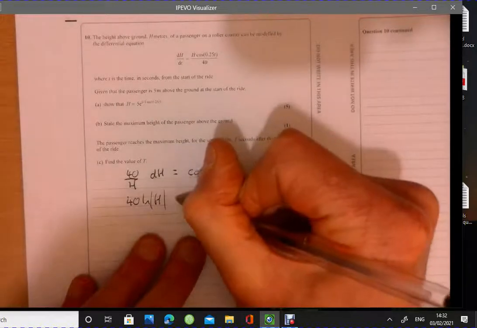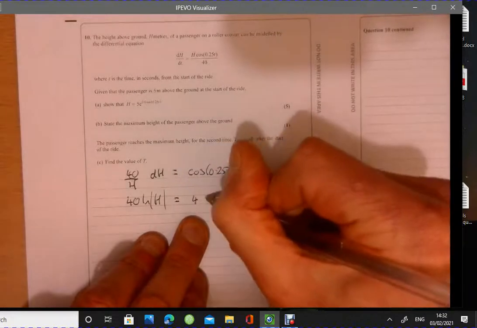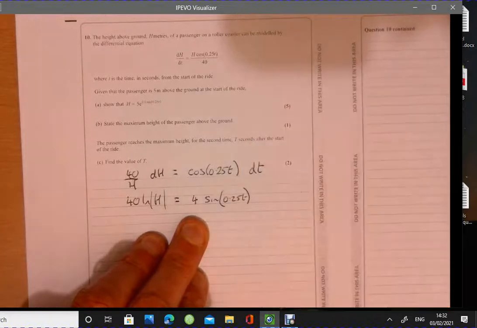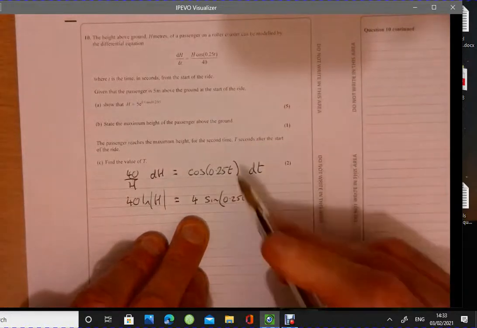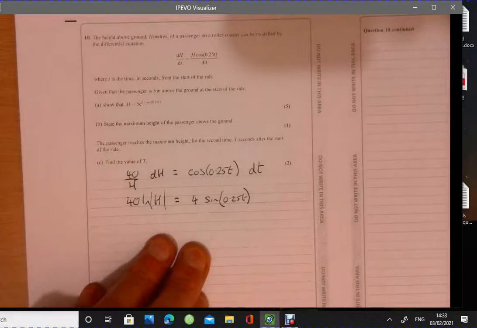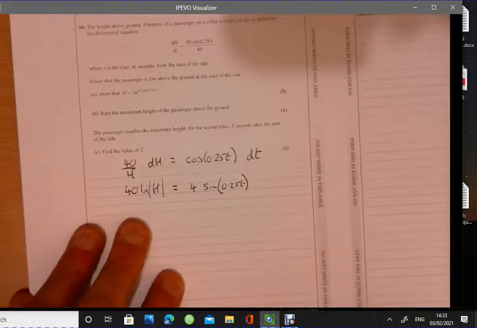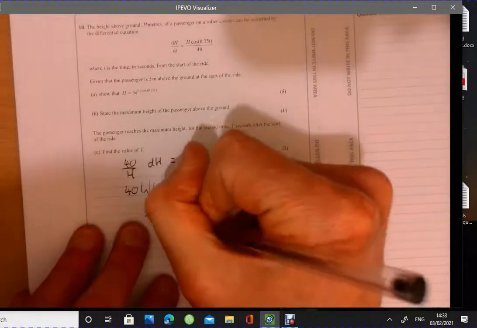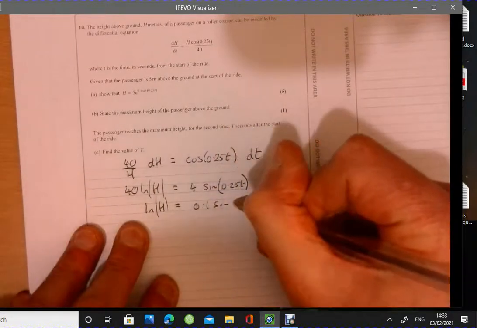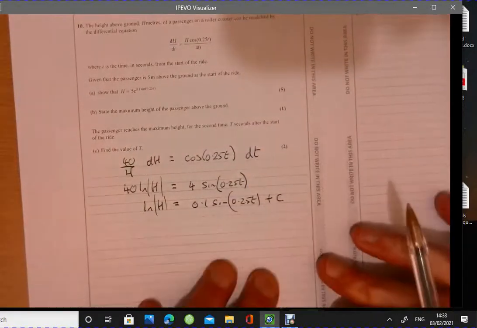And then that's going to equal, now if I integrate this, it's actually going to give me 4 sine 0.25t. Now you might need a little bit of practice at doing that. What I do is I think about what I would differentiate that would give me this. Right, okay, let's just tidy this up a little bit. I don't like the 40 being there, so maybe we should have written it like this: 4 divided by 40, so that's 0.1 sine 0.25t. Remember there's going to be some constant added in there.